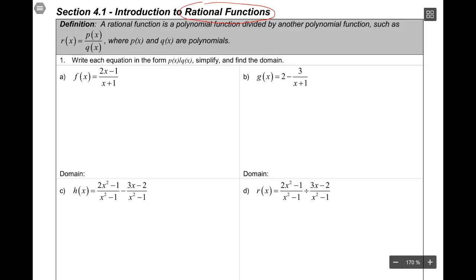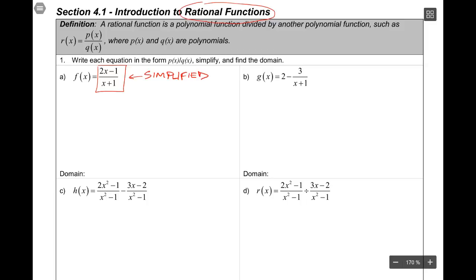So we just got done with an entire chapter about polynomials. Now we're going to see what happens when we divide one polynomial by another. So the first example problem here, we're asked to write each equation in the form p of x divided by q of x, simplify, and then find the domain. The first one is pretty easy. It's already written in that form and is already simplified for us. So there's nothing for us to do here. But we do have to find the domain.